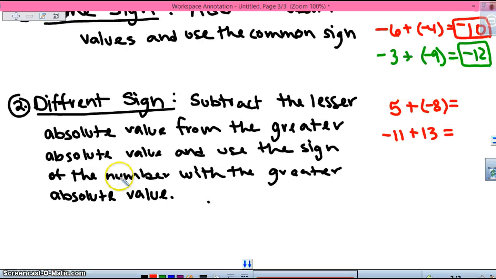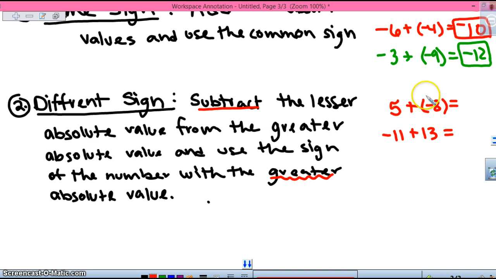Very good. When we are adding integers with different signs, we have to subtract the lesser absolute value from the greater absolute value and use the sign of the number with the greater absolute value. So for example, if we're adding 5 plus negative 8, the rule states that we have to subtract the lesser absolute value from the greater absolute value.